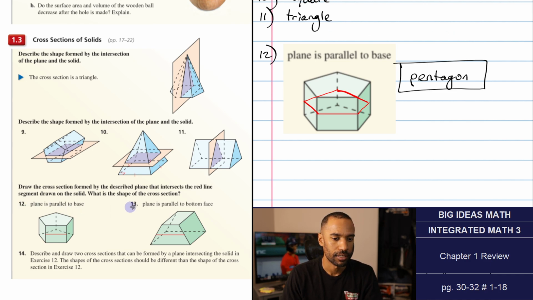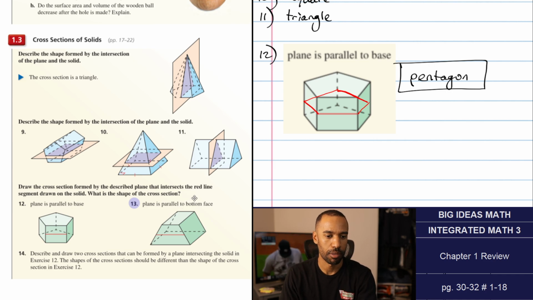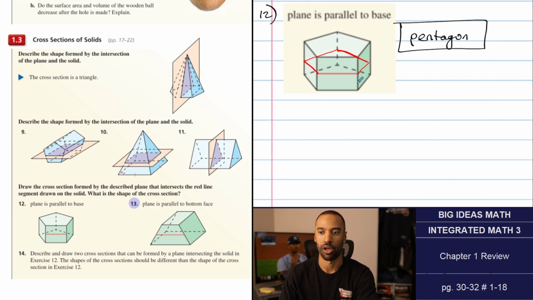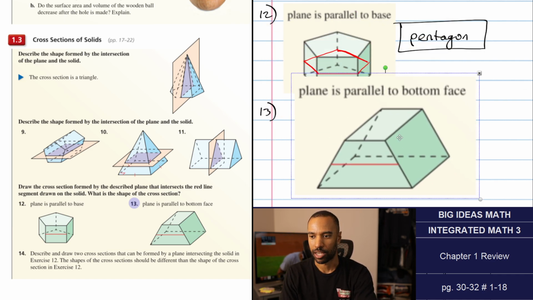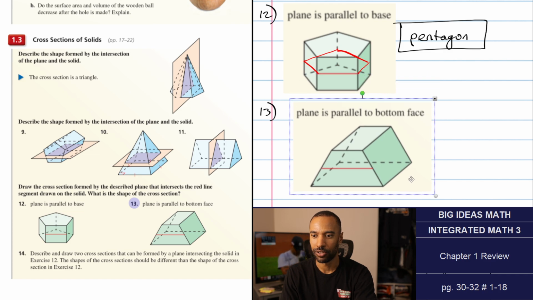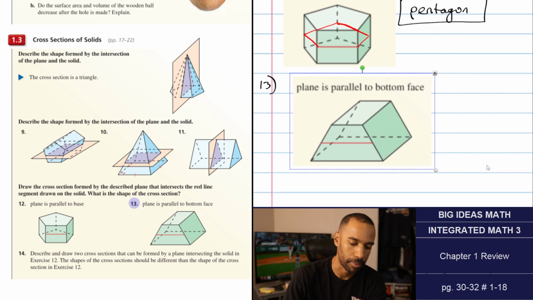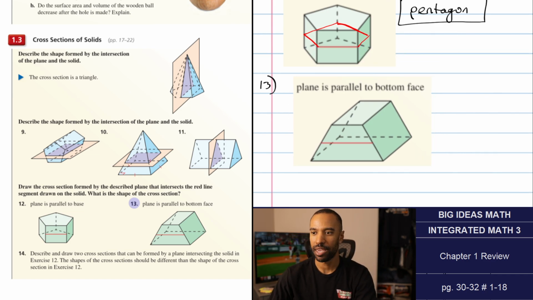Number 13, let's copy and paste that one, parallel to the bottom face. Now this is a trapezoidal prism. The trapezoids on the front and back are technically the bases. That's why they're not calling that bottom thing a base. So this will not necessarily make a trapezoid. It would if it was cut vertically, but because we're parallel to that base, we're probably going to make something similar to what the bottom face looks like.